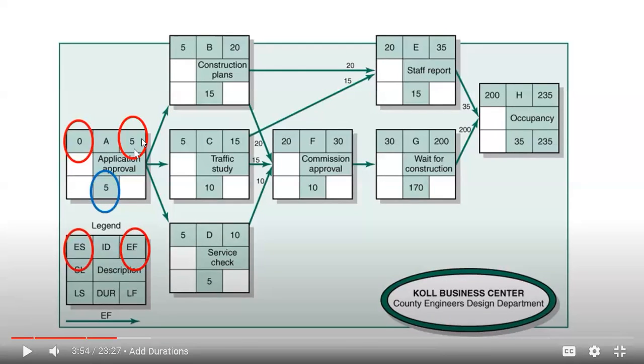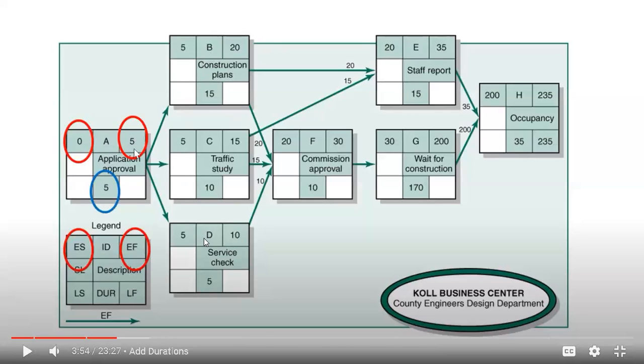Let me say it a different way. The early start of each activity is equal to the early finish of the predecessor. So this is the predecessor. So the predecessor would carry over to B, C, and D. So the early finish for the predecessor is 5. So 5 would carry over to B, it would carry over to C, and carry over to D.